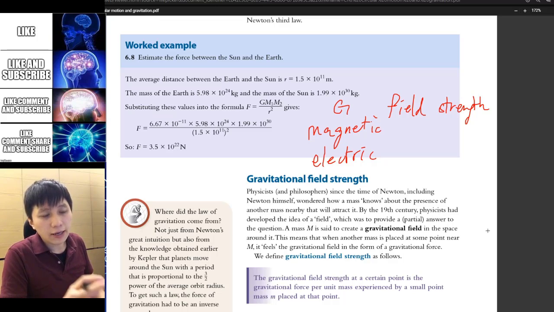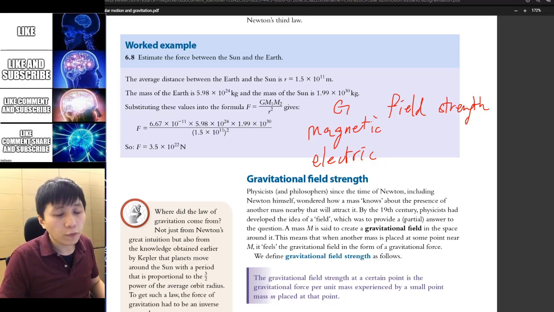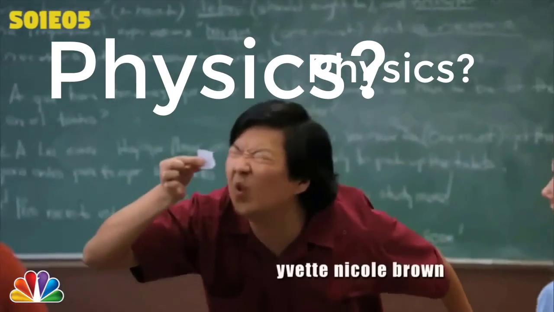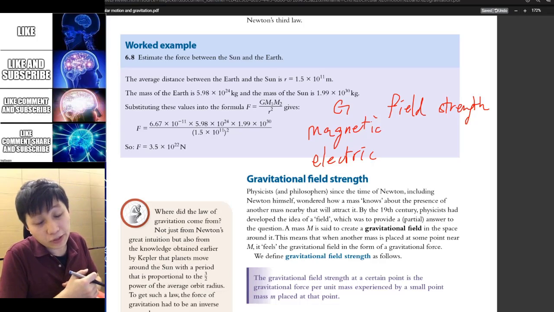First of all, let's think about what the common things are about these three field strengths. The answer is they are all referring to the force that a substance can experience based on their physical properties. Okay, so probably you still don't understand.